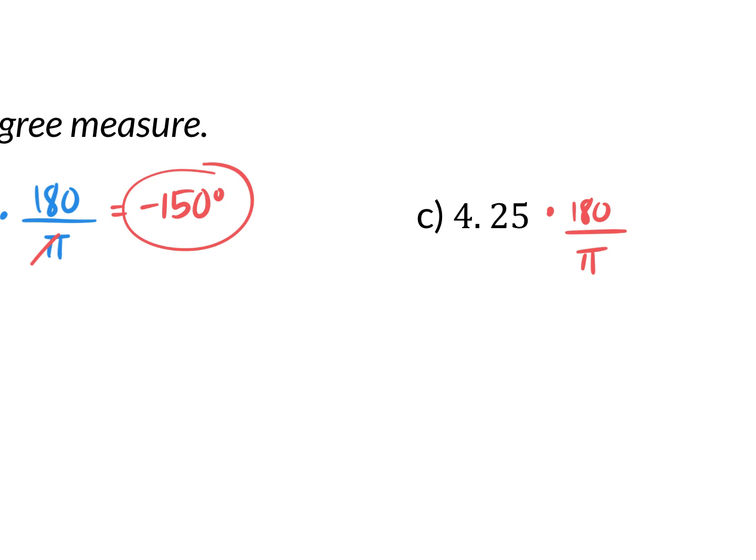And now for this one, since I was given a decimal and I can't cross out any pi symbols, we are going to have to actually divide by pi. Don't divide by 3.14, divide actually by pi. So multiply across the top, divide by pi after you multiply it across the top, and we should approximately get 243.51 degrees.